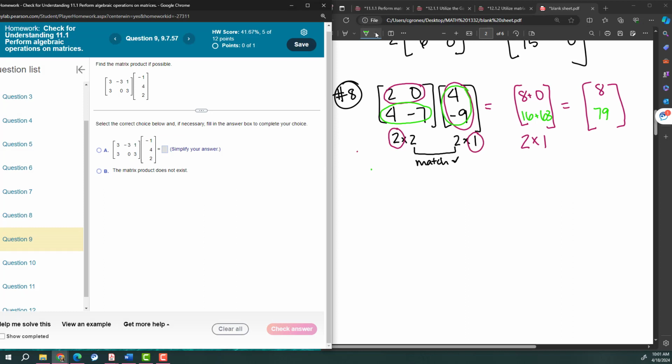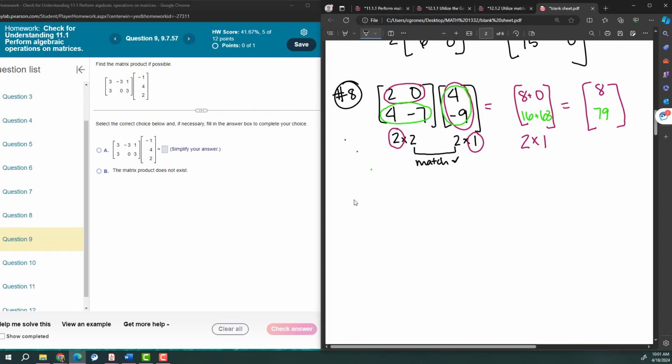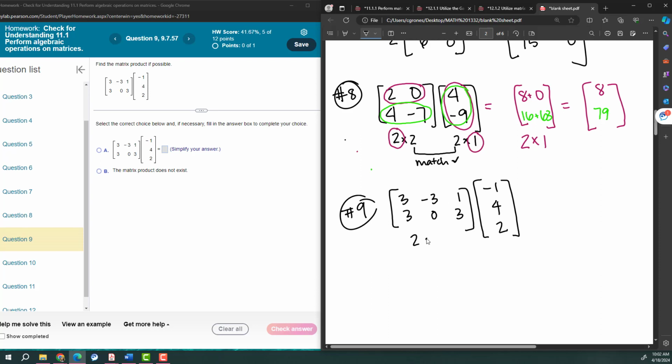Number 9, we're going to do this one as well. But remember we need to look at our dimensions. This is 2 rows by 3 columns, 2 by 3. And then this one is 3 rows by 1 column. So these two match, yes. So we can multiply them. And then we've got 2 and then 1. So our product, our answer, the matrix is going to be 2 by 1.